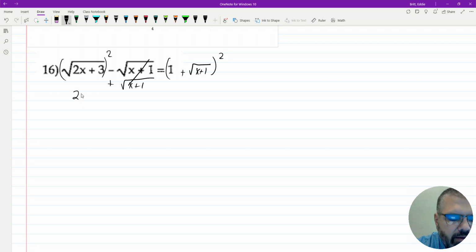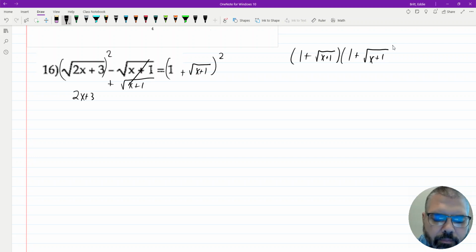Squaring the left side is easy. That's just 2x plus 3. When I square the right side, though, that's not something that you're probably used to squaring. Remember, you can't just say the first term times the first term and the last term times the last term. You have to FOIL that out. So I'm going to FOIL that out, and I'll get 1 plus 1 square root of x plus 1 plus 1 square root of x plus 1 plus the square root of x plus 1 times the square root of x plus 1 is x plus 1.